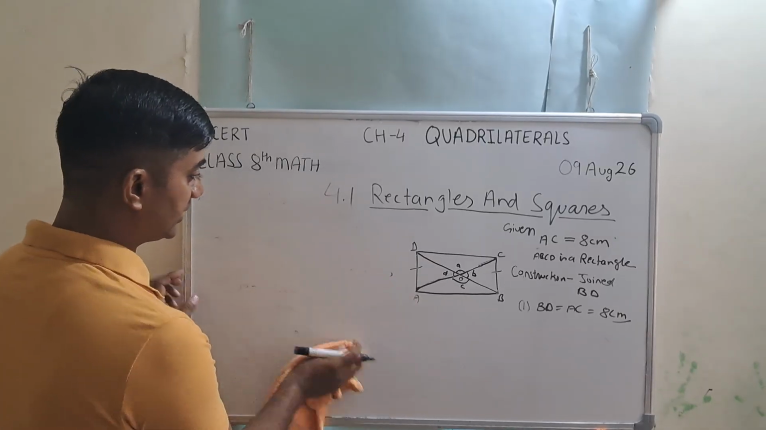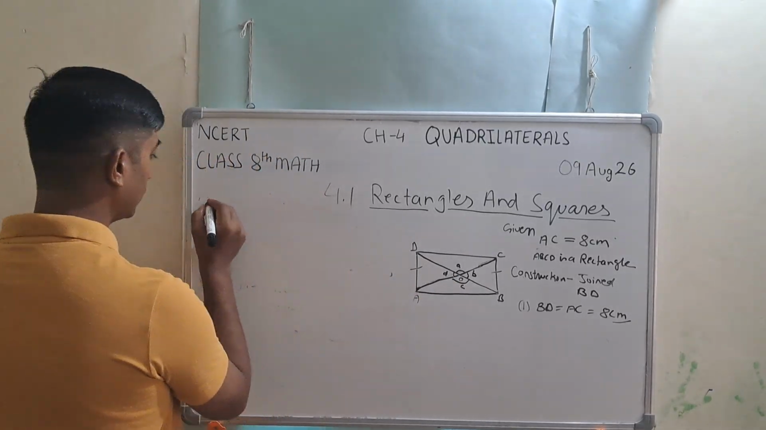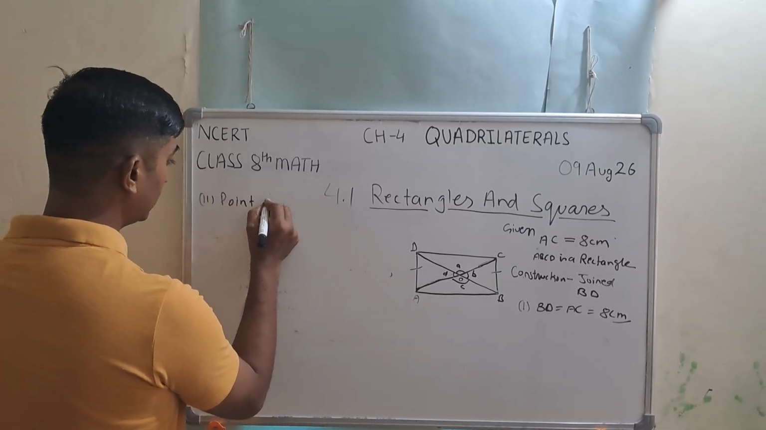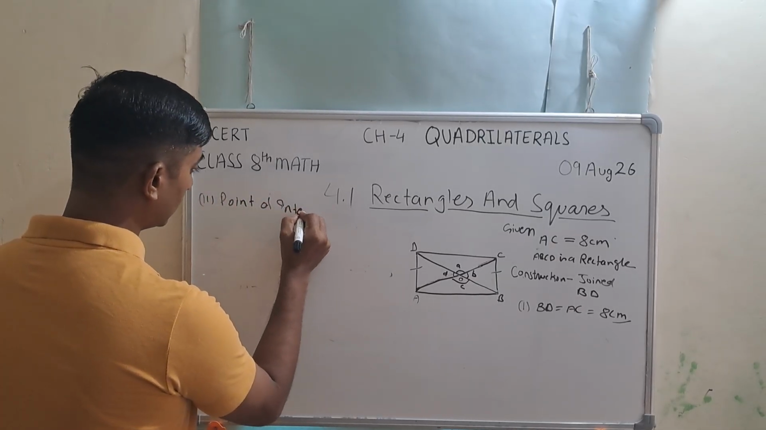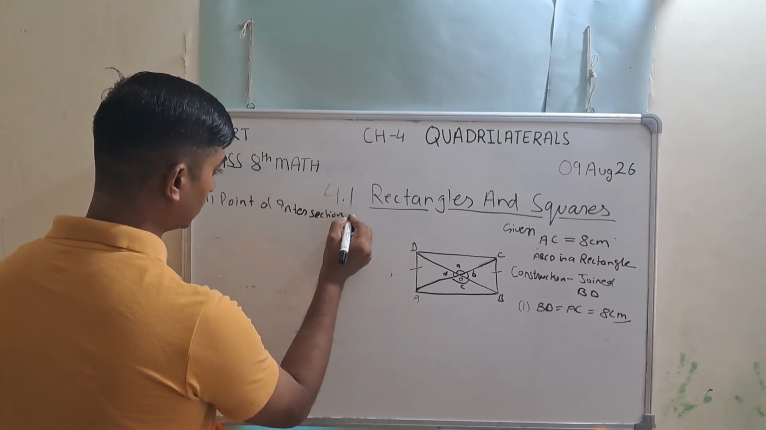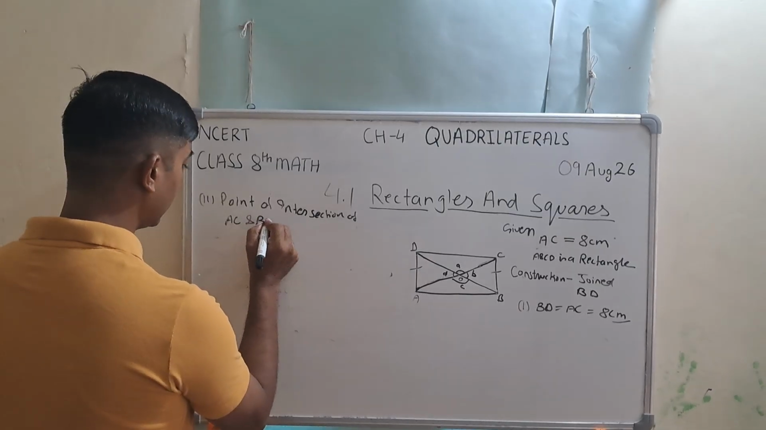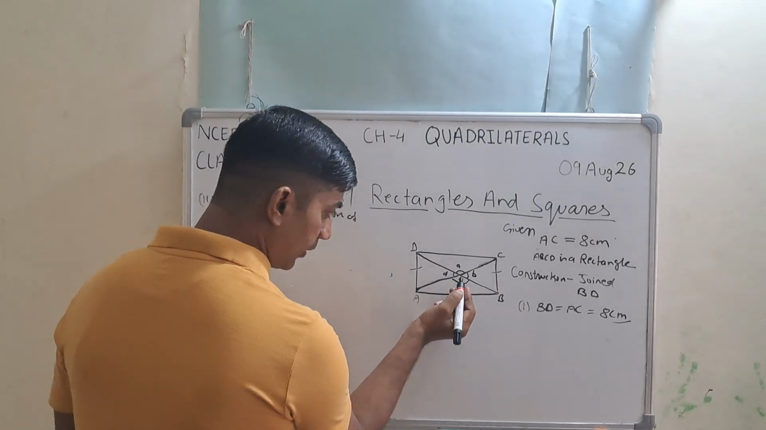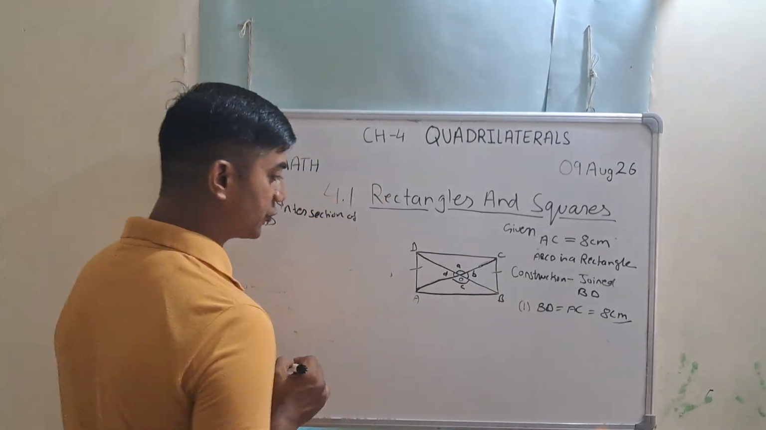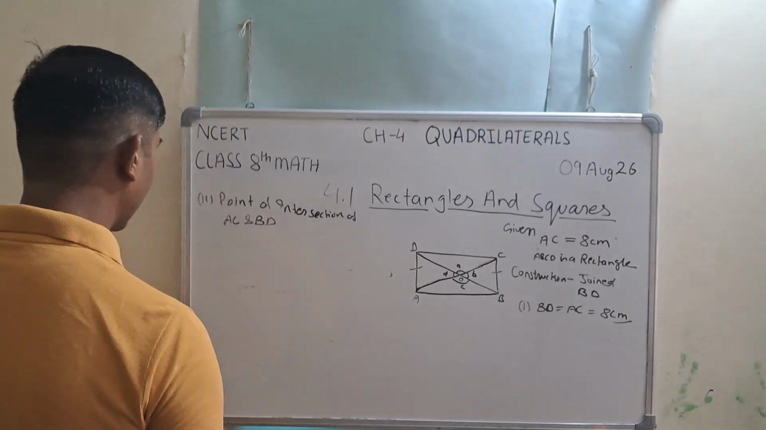We have to find the nature of this point of intersection, this point O, the point of intersection of AC and BD. Understood? We have to find the nature, where this point actually lies. Again, we'll use the congruent triangle properties.